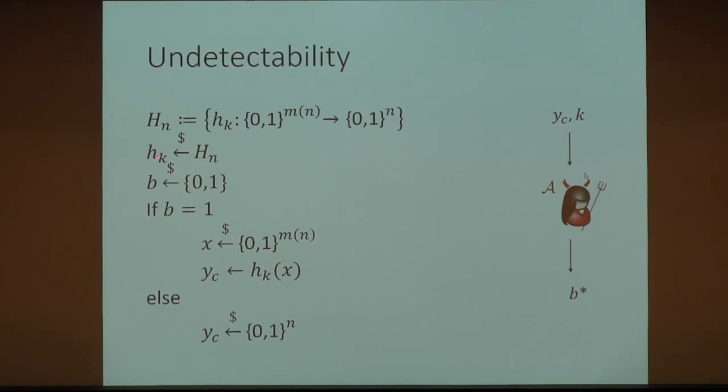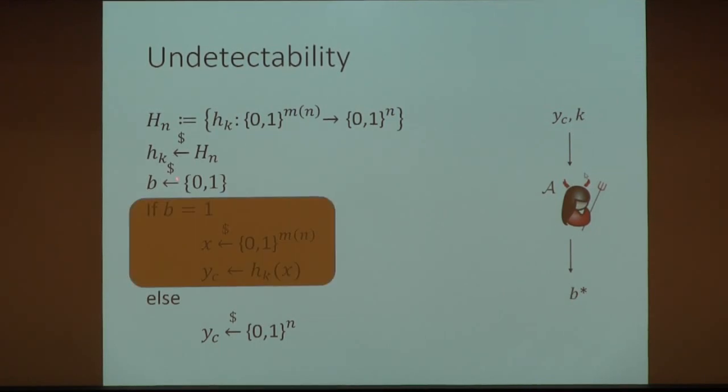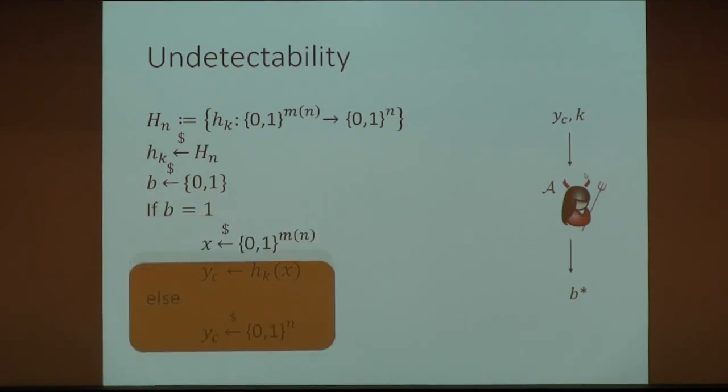We sample a random element from the function family, and then we do one of two things. We sample a random bit, and if the bit is 1, then we sample a random element from the range and compute an output of the function using this input. In the second case, if the bit is 0, then we simply output a random element from the range. And the task of the adversary is to distinguish these two cases. So that's a bit like the pseudo-randomness property of a pseudo-random generator, just for compressing functions.